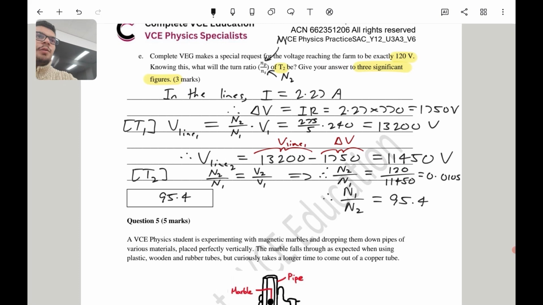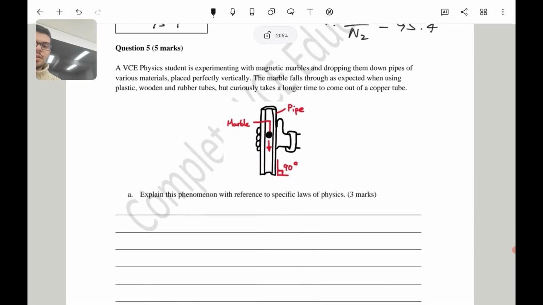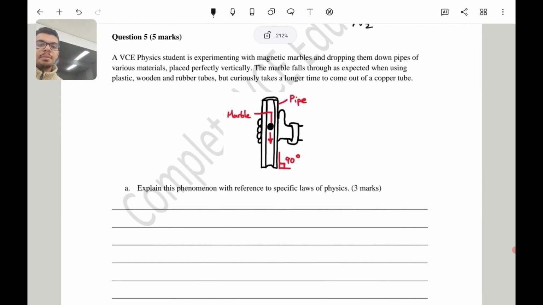Okay, so we'll now have a look at question number 5. A VCE physics student is experimenting with magnetic marbles and dropping them down pipes of various materials, placed perfectly vertically. The marble falls through as expected when using plastic, wooden, and rubber tubes, but curiously takes a longer time to come out of a copper tube.